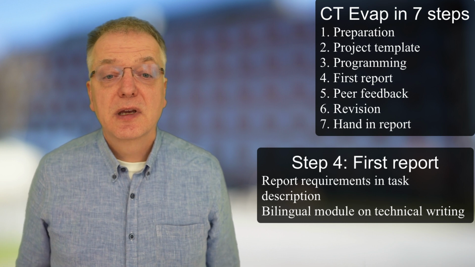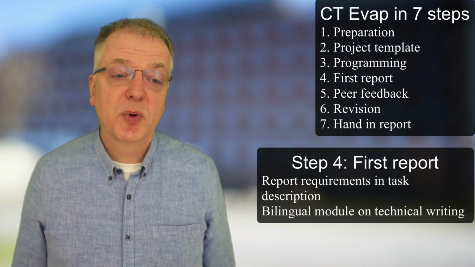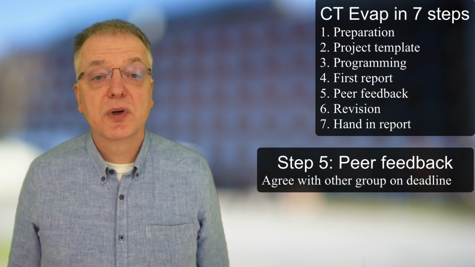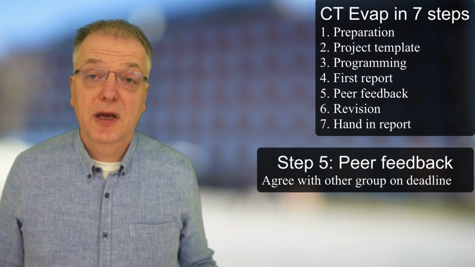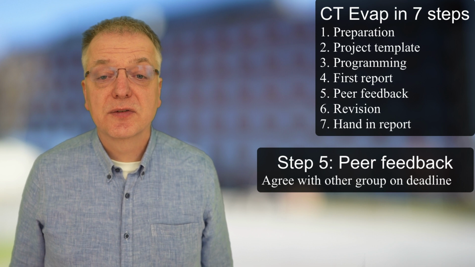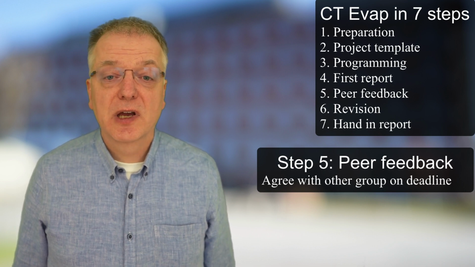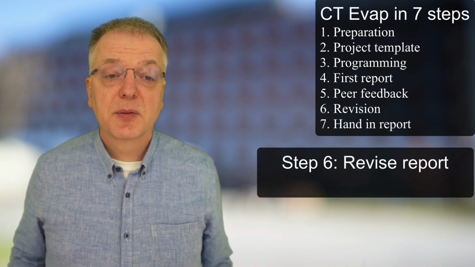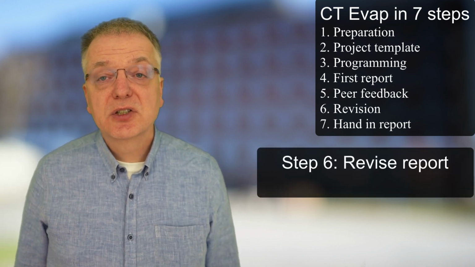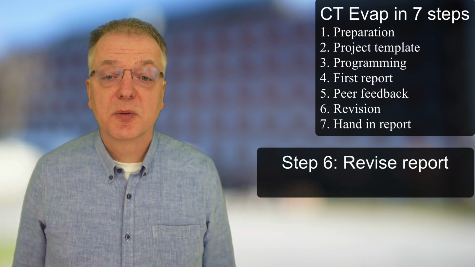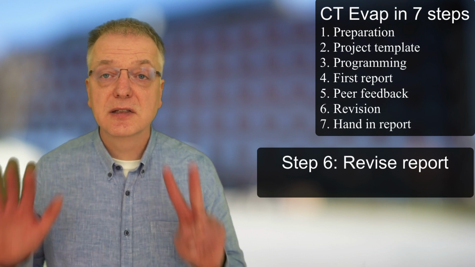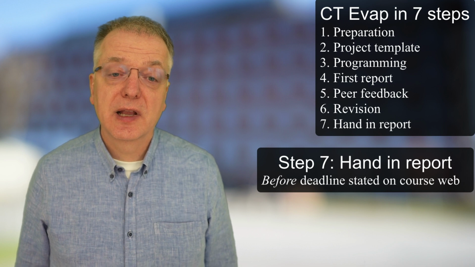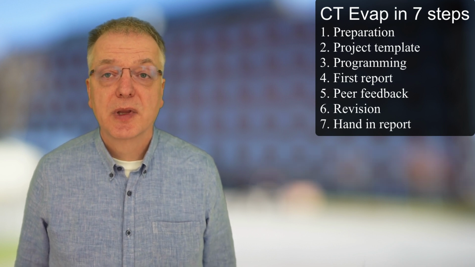Step 4 is writing your first version of the report. In step 5, you send your first version to another group for peer review and review another group's first version. The deadline for step 5 is up for you to agree upon with another group. In step 6, you make changes in your report based on the peer feedback you received. And finally, in step 7, you hand in your report before the deadline stated on the course web.